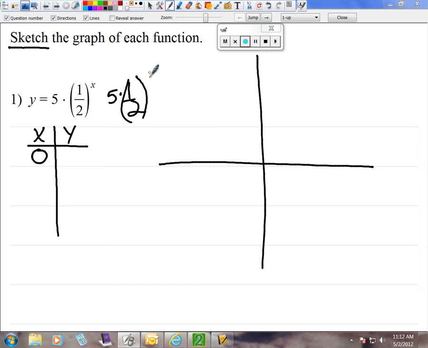Now that means we put 0 in for x here. We've got 5 times 1/2 to the 0 power. Let's see if this class is smarter than my other classes. We've already done this. What is anything to the 0 power? I knew it. 1.